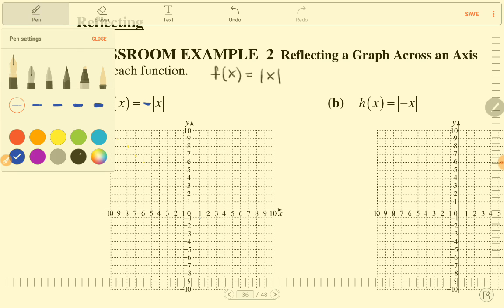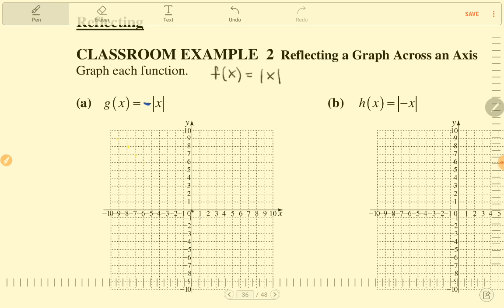So that parent function would have normally had (0, 0), (1, 1), (negative 1, 1), because the absolute value of negative 1 is positive 1. Absolute value of 2 is 2 units away from 0. Negative 2 is also 2 units away from 0. 3 is 3 units away from 0. Negative 3, also 3 units away from 0. So that's what absolute value is. It just tells us how far from 0. So it's always positive because it represents a distance from 0. And that's what our original parent function would look like.